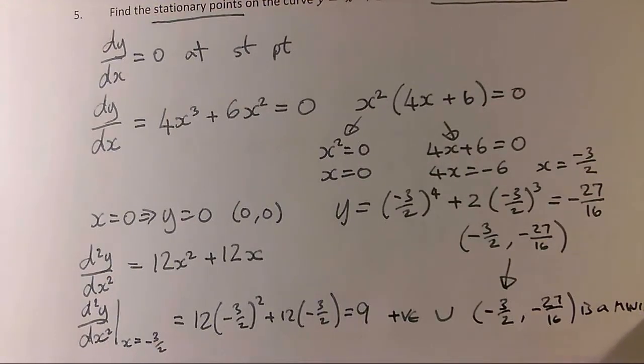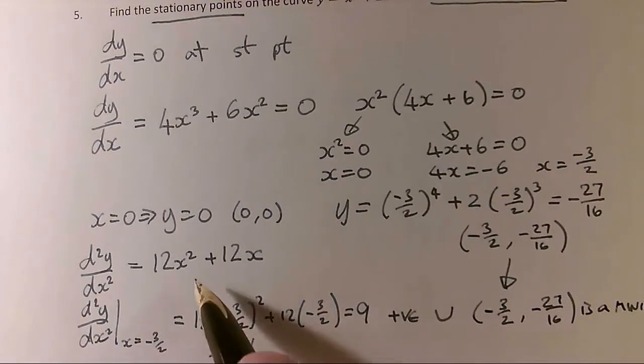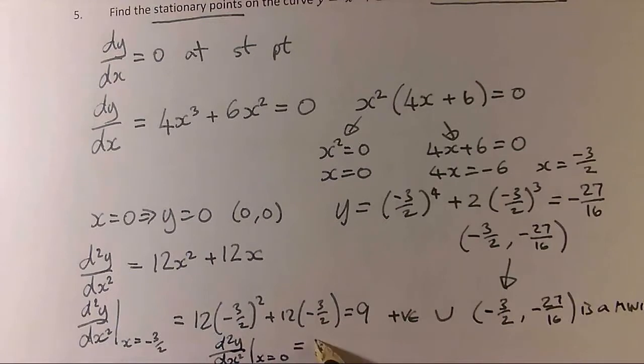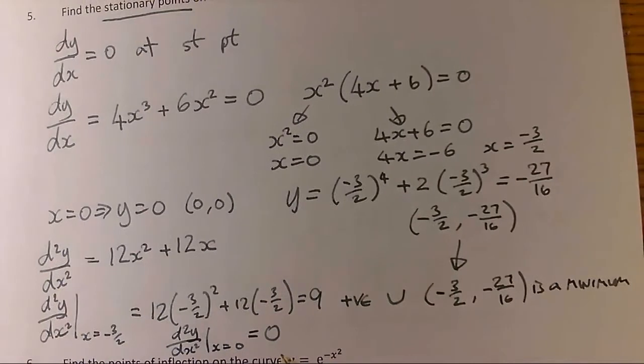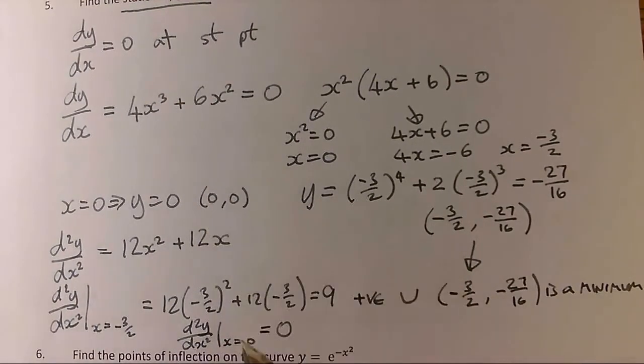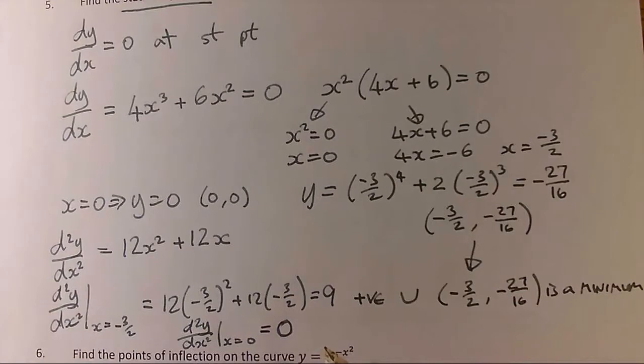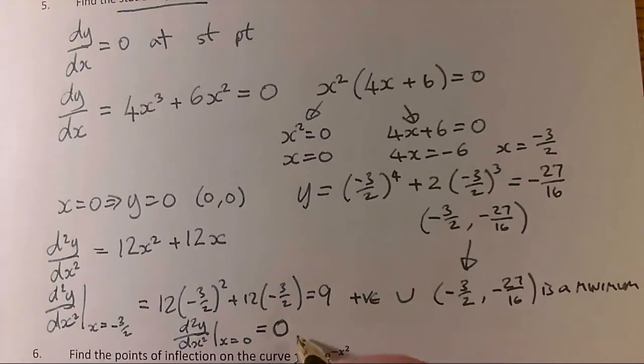Okay, but when I do d2y by dx squared evaluated at x equals 0, then when I put 0 into this expression, I just get 0. So this is an inconclusive result. It's not positive or negative, so I can't resolve whether the origin is a maximum, a minimum, or something else. But one thing that could help is if d2y by dx squared is 0 and d3y by dx cubed isn't 0, then I do know that it's a point of inflection. So let's try that one.